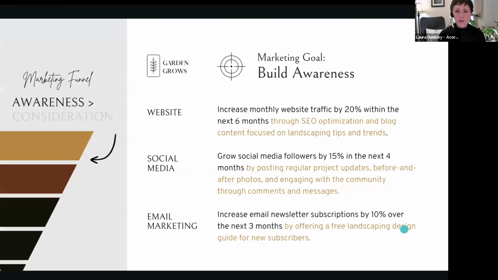So let's figure out some awareness goals for Garden Grows. Building awareness, number one, that's what we want to do. That's a business goal, right? It says marketing goal, but business basically needs to sell things. So how are we going to do it? We need to build awareness. So website, social media, and email marketing are just three tactics that we're going to talk about. But you'll probably do more, but for this sake, we're just going to talk about those key ones.